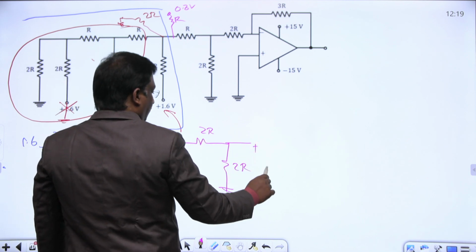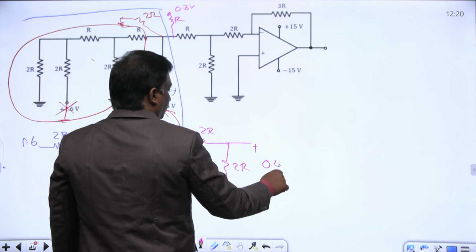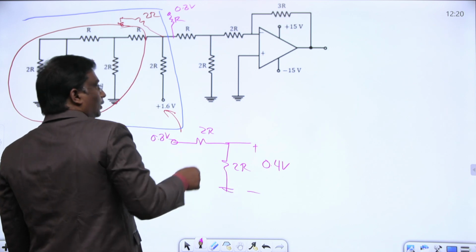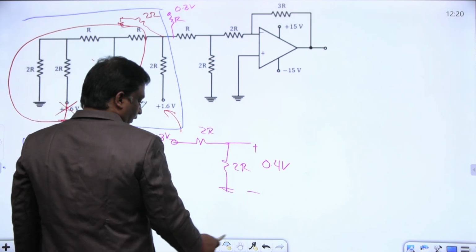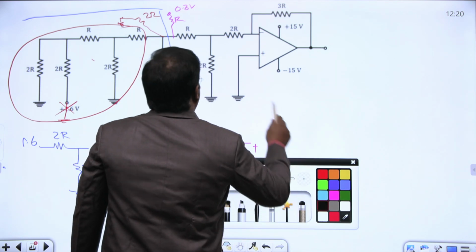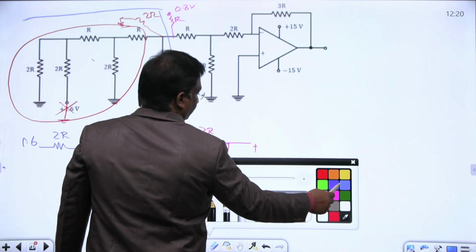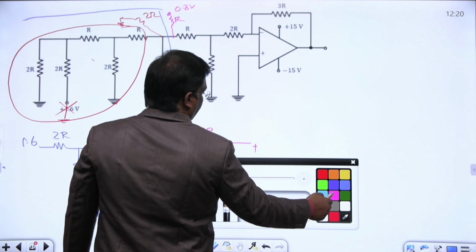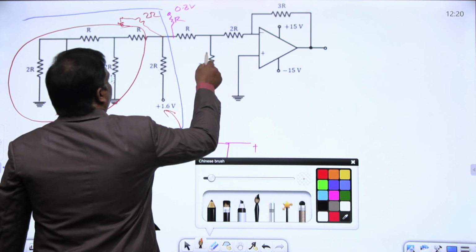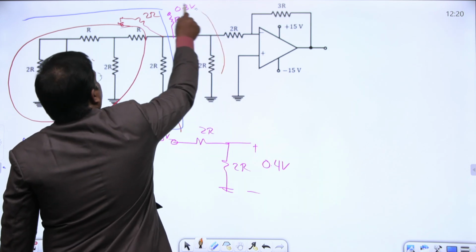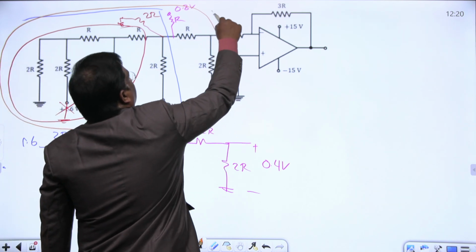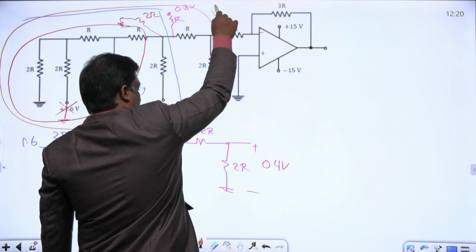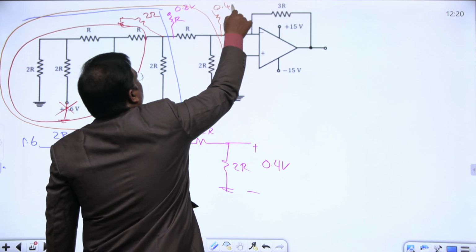What is the voltage here? Voltage division rule, 0.4 volts, and here this 2R parallel, 0.8. Therefore, what is the effective circuit up to here? This is 0.4 volts. This is R.